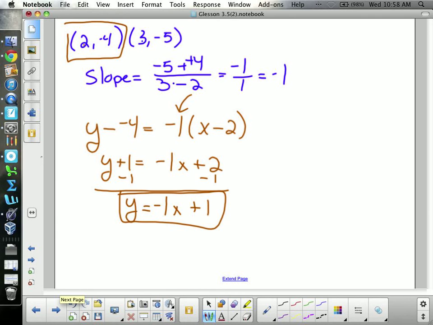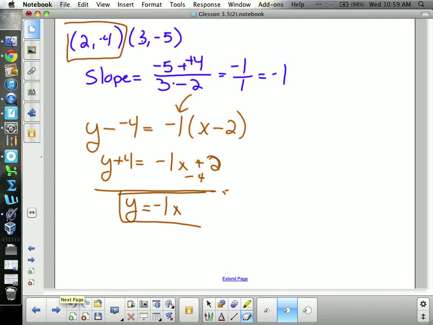This is for number 14. Did I copy something down wrong? Yeah, it's supposed to be y plus 4, not plus 1. Oh, yes, I did copy it down wrong. You're right. So that'd be minus 4. So it'd be minus 2 in the end. Sorry. I just copied it wrong. I didn't carry down the right number. My bad.